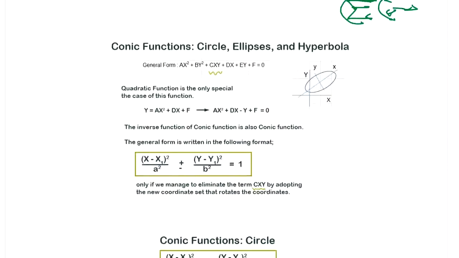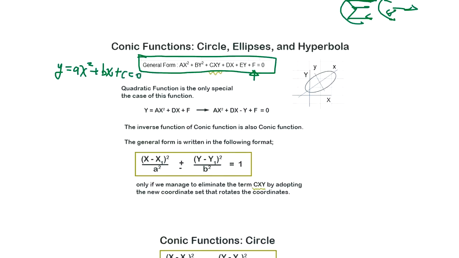Before you learn, the very general form of a conic section function is ax squared plus by squared plus cxy plus dx plus ey plus f equals 0. It's like you used to have ax squared plus bx plus c equals 0, right? Then you flip x and y and combine them together into a kind of function.